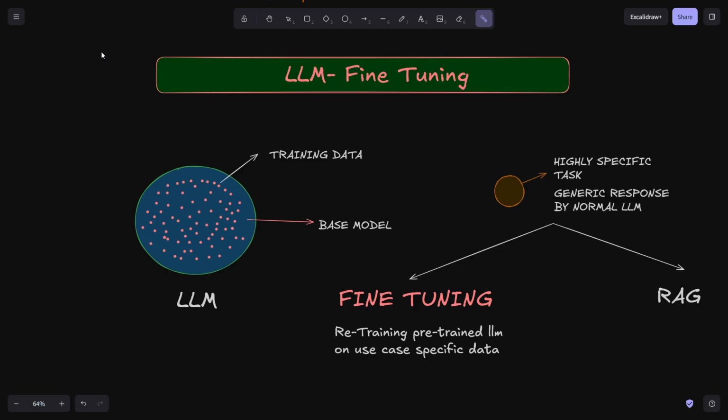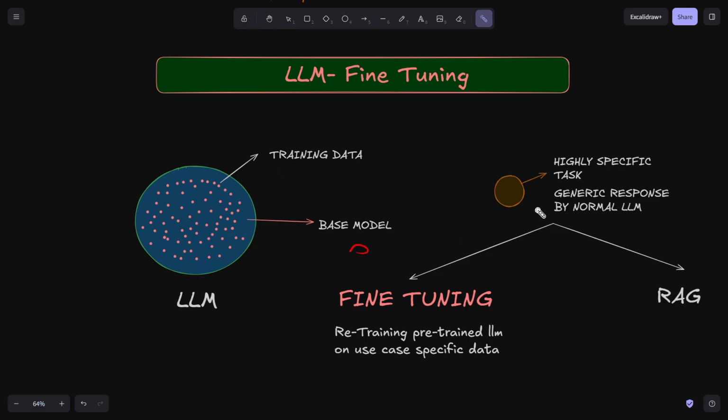Hi everyone, today we'll be looking into LLM fine tuning. This will be a series of episodes wherein today we are looking into what LLM fine tuning is and why we need it. This is our base model, which is trained on internet data. A general LLM is a jack of all trades but master of none.